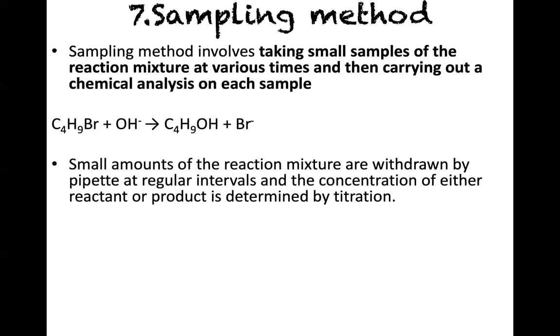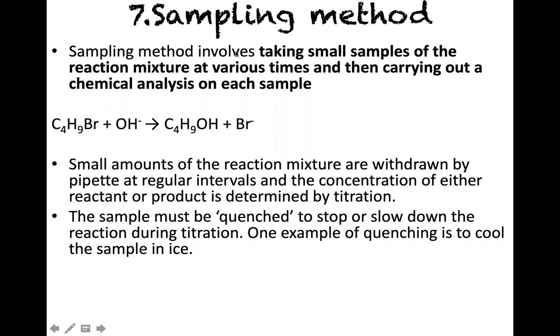Okay, so that's the difference between the sampling method and continuous. Continuous is quite obvious: you monitor the rate of reaction over time until the reaction finishes. Here, you only take a sample from your beaker. I hope that is clear. So the sampling method involves taking small samples of the reaction mixture at various times, so this has to be a time interval, and then carrying out a chemical analysis on each sample.